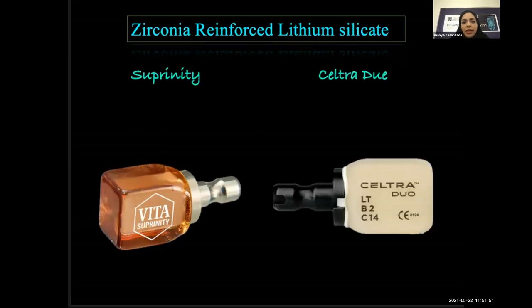So let's go to the market and see what blocks are available in the ZLS family. The two existing commercial examples of the lithium silicate material are Suprinity from Vita company, a material marketed in a partially crystallized state and that requires an additional thermal cycle in a furnace, and Celtra Duo from Dentsply Sirona, which is a material that is already in its final crystallization stage.